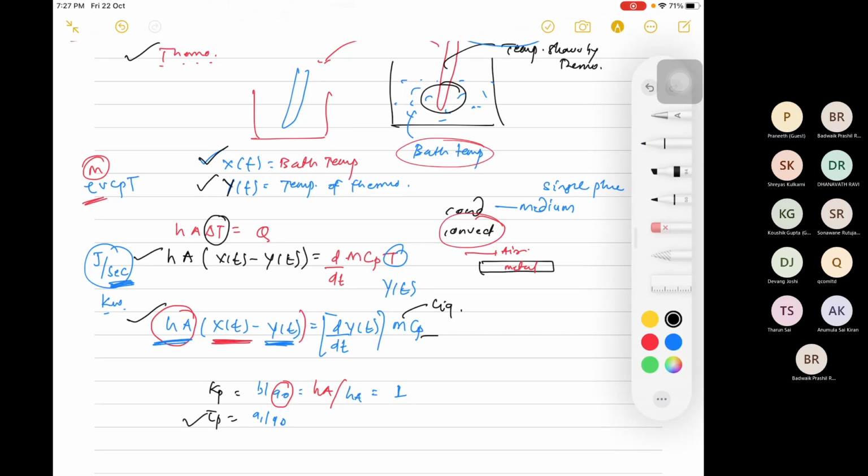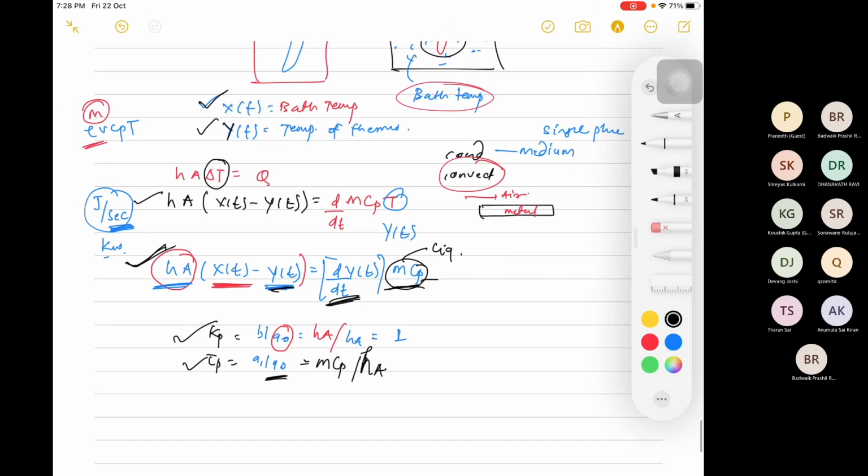Now how do we find the value of tau p? How to find tau p? Tau p is the coefficient of the highest order derivative divided by the coefficient of output. Highest order is what? mcp, right? Highest order is this. What is the coefficient? mcp divided by a naught. A naught is the coefficient of output. What is the coefficient of output? It is ha, h into a. So you will get this.